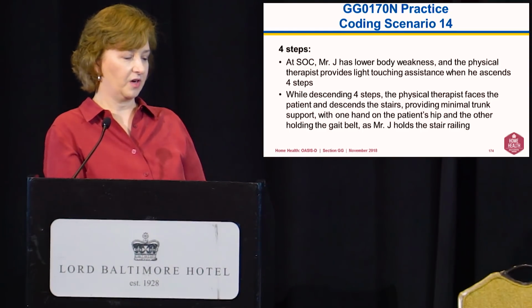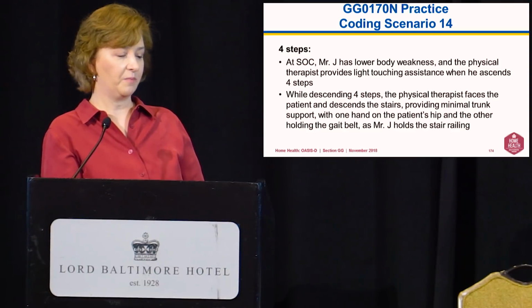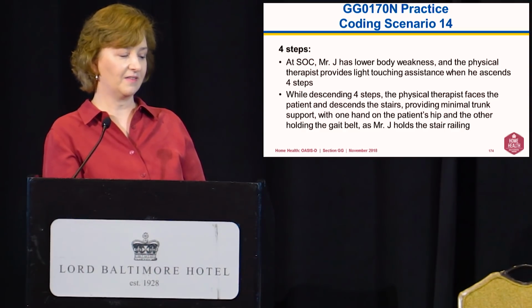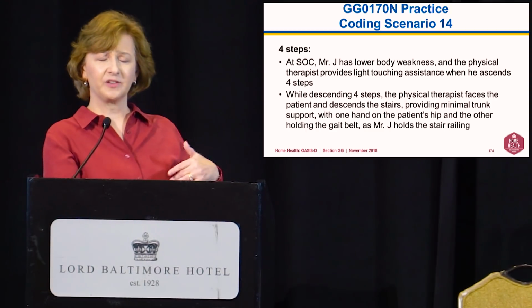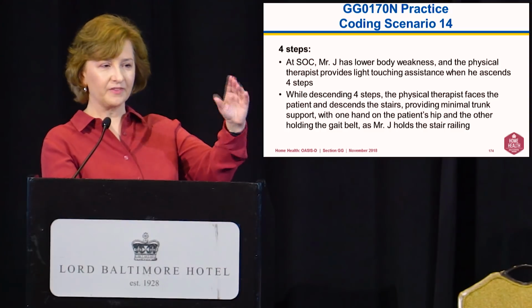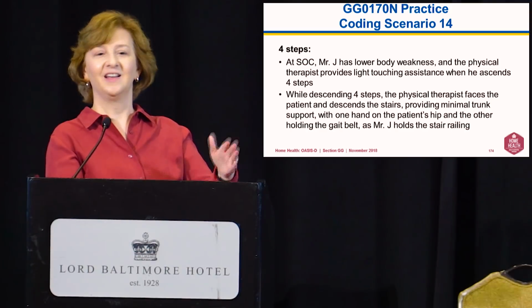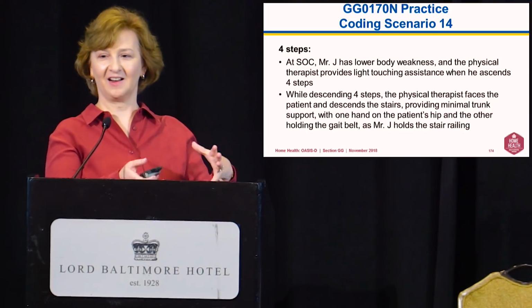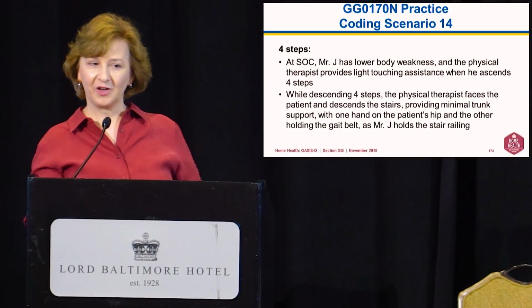So just to reiterate that, it says that the physical therapist faces the patient and descends the stairs, providing minimal trunk support and one hand on the patient's hip and the other holding the gait belt. So thinking through the decision tree, obviously a helper is needed. Is it more than setup, cleanup? Yes. Is it more than just touching, contact guard, verbal? Yes. So then you would code either a 3 or below.